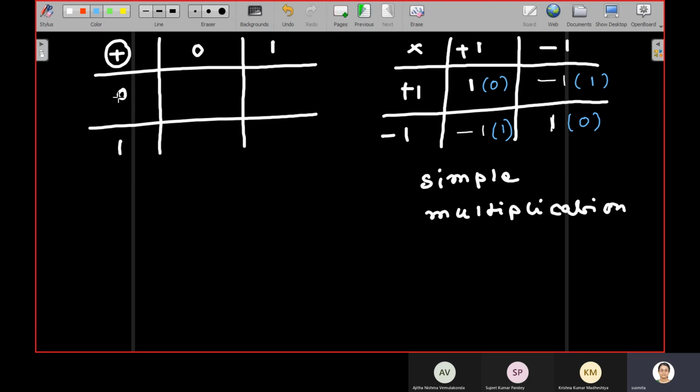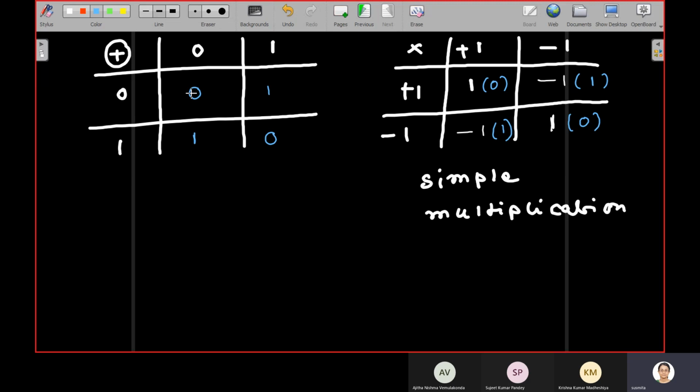0 plus 0 divided by 2, remainder is 0. 0 plus 1, it is 1. When you divide it by 2, the remainder is 1. 0 plus 1, 1 divided by 2, remainder is 1. 1 plus 1, 2, divided by 2, remainder is 0.